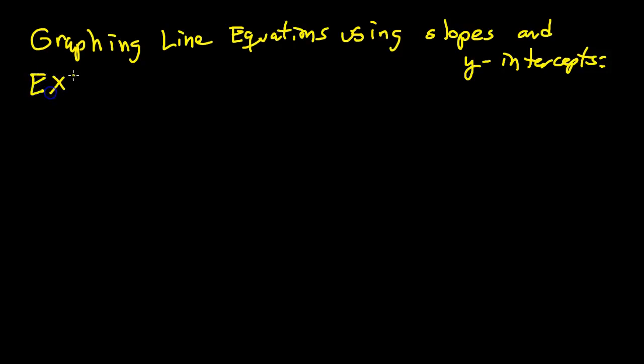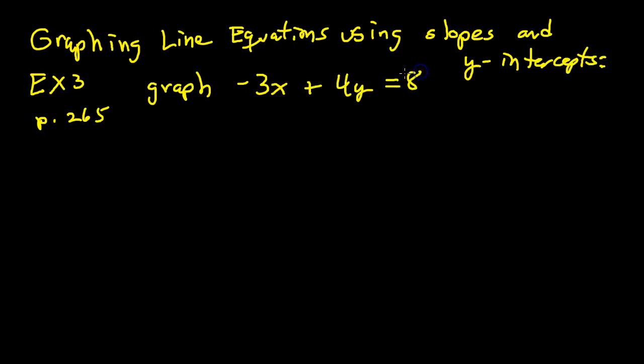Let's look at example 3 on page 265. They ask us to graph this line, minus 3x plus 4y equals 8. Again, this line is in standard form. Well, if we convert the line equation into y equals mx plus b layout, I can then spot the slope and the y-intercept by inspection. All right, let me go ahead and do that.